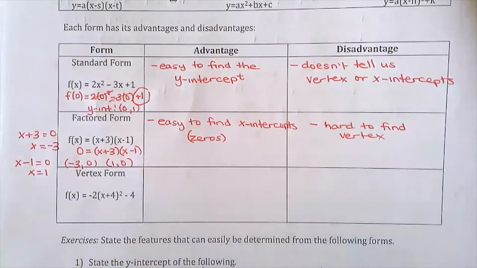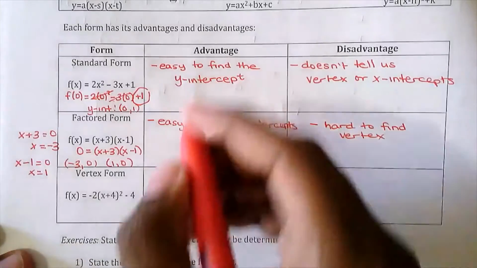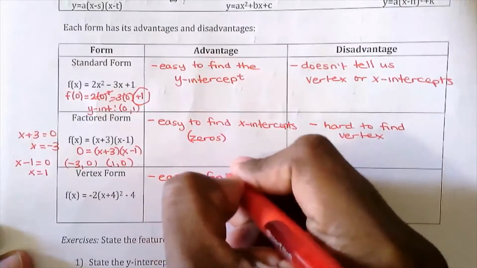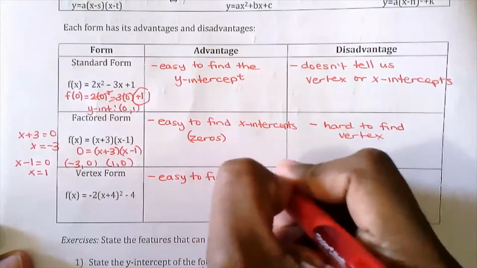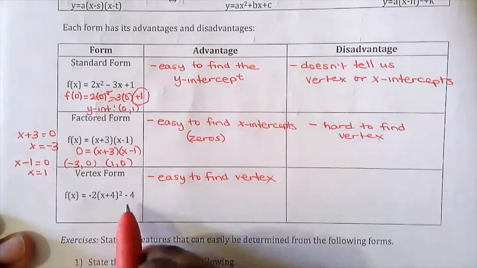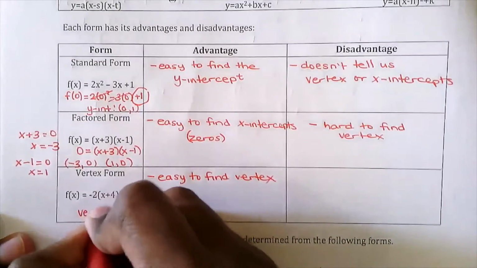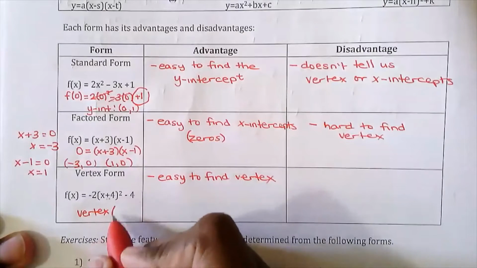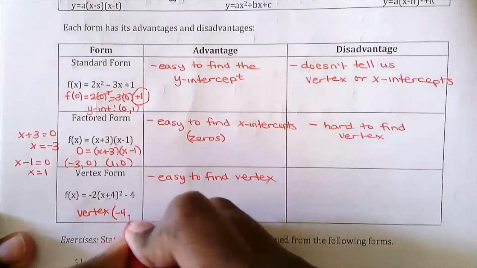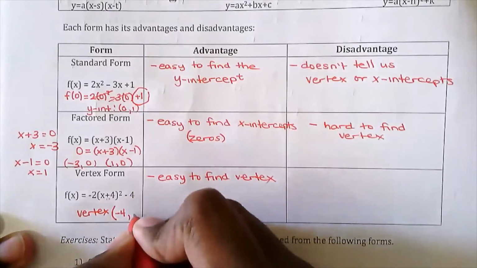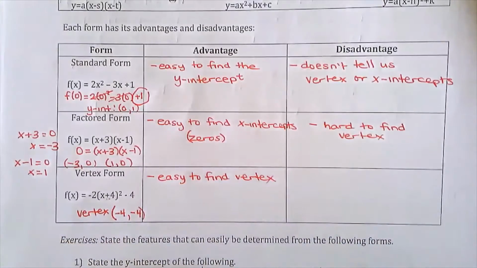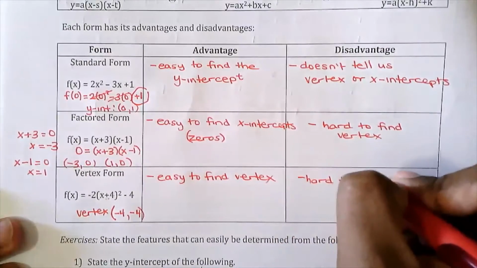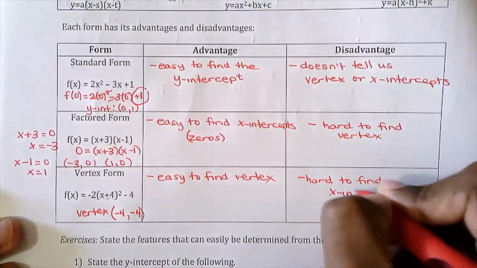Next, we have vertex form. Again, the advantage here is that it's easy to find the vertex. So if we take a look here, we know that the vertex occurs at (h, k), but we take the opposite sign of h. So here it's a positive, so we're going to take a negative 4, and we copy down this negative 4. The disadvantage, hard to find the x-intercepts.